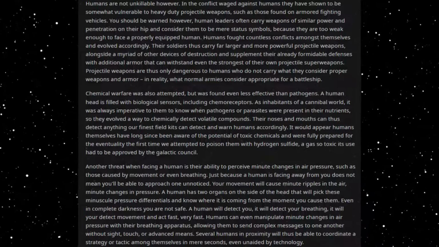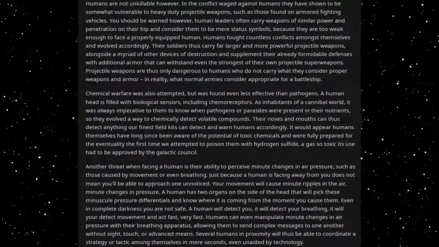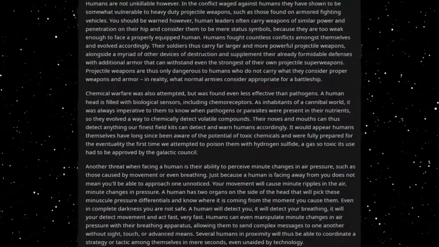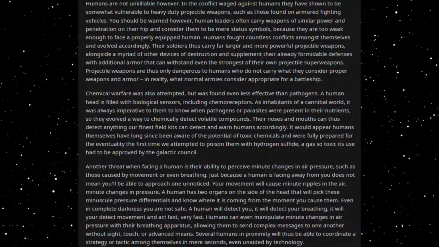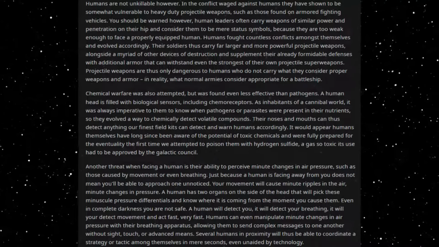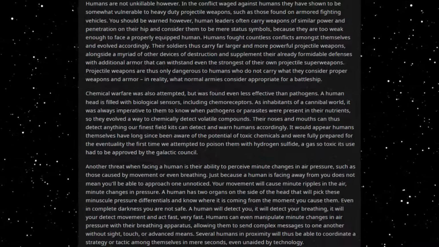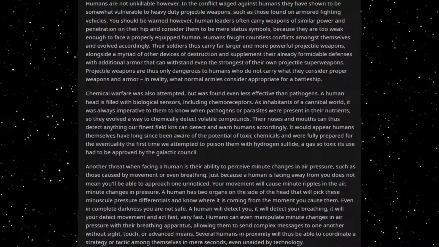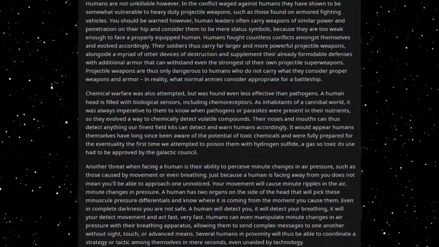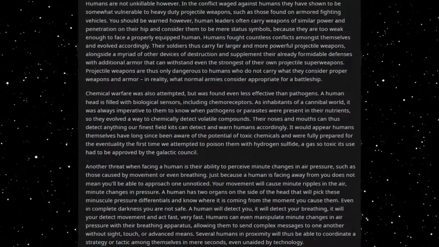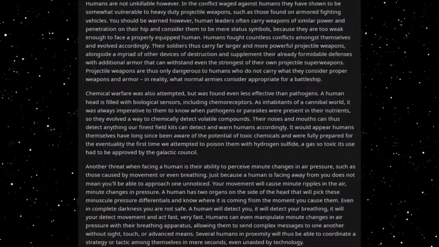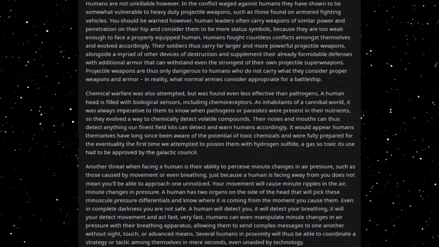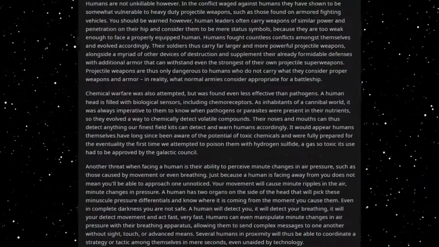Humans fought countless conflicts amongst themselves and evolved accordingly. Their soldiers thus carry far larger and more powerful projectile weapons, alongside a myriad of other devices of destruction, and supplement their already formidable defenses with additional armor that can withstand even the strongest of their own projectile superweapons. Projectile weapons are thus only dangerous to humans who do not carry what they consider proper weapons and armor. In reality, what normal armies consider appropriate for a battleship.